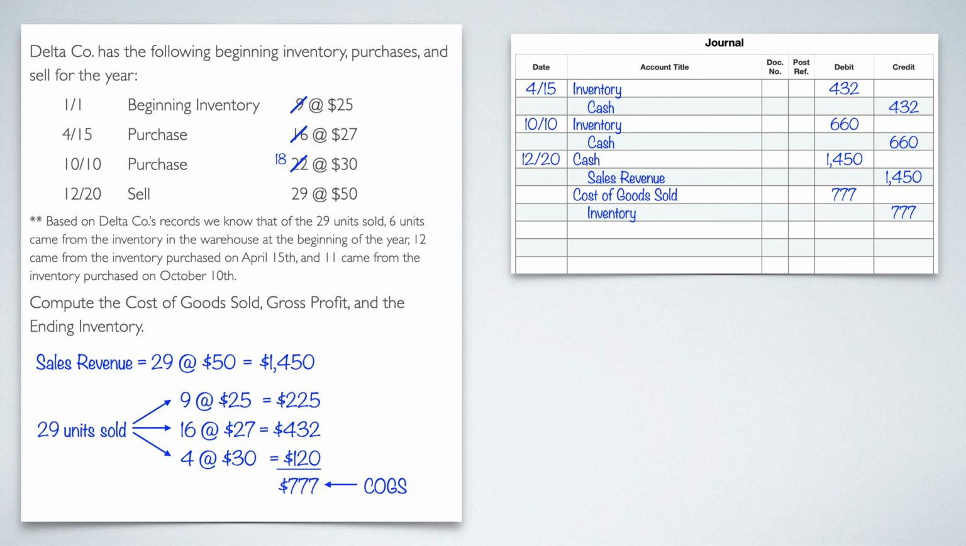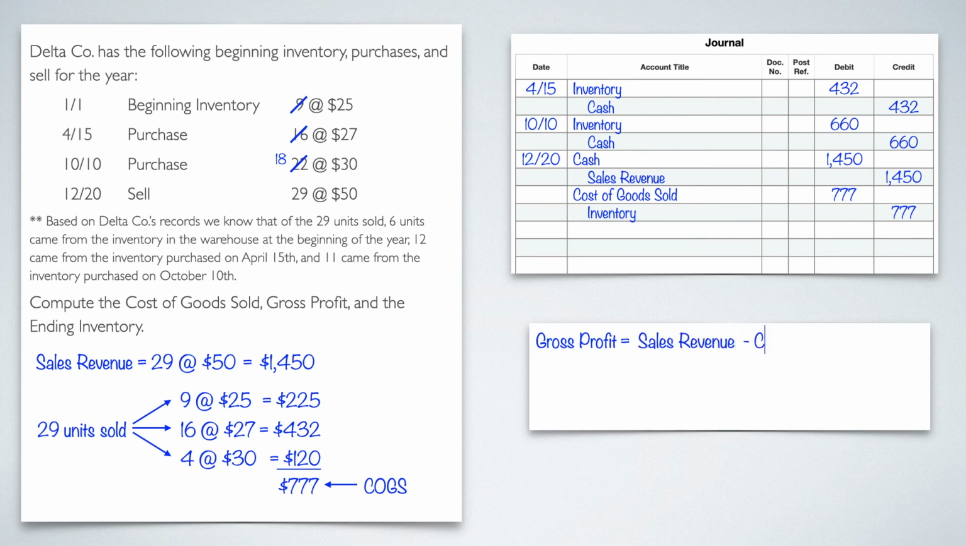Computing COGS, well, we've already said it's 777. Computing gross profit. We know, again, gross profit is sales revenue minus COGS. So my sales revenue is $1,450. My COGS is $777. So if I subtract that out, that's going to give me a gross profit of $673.